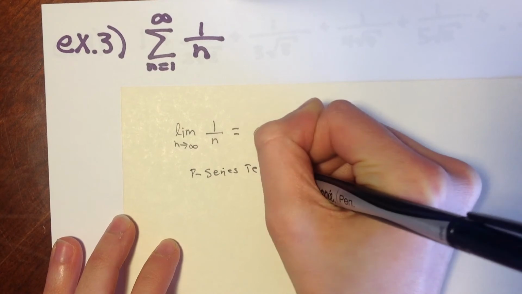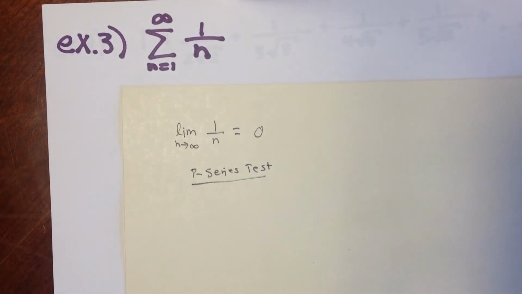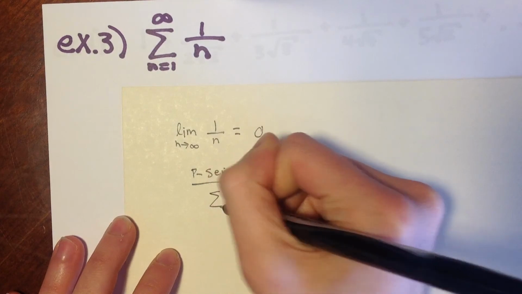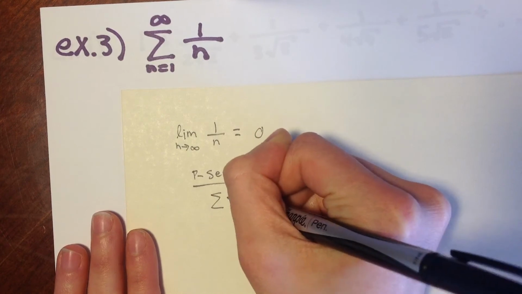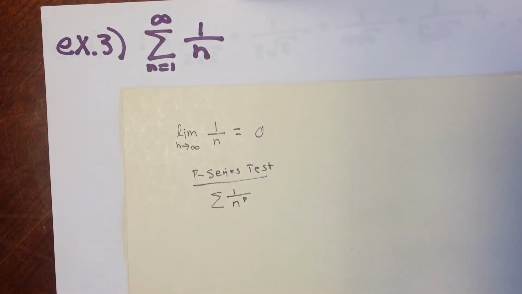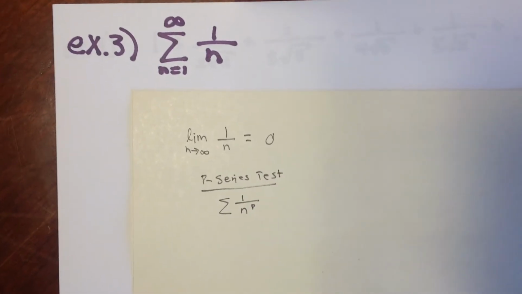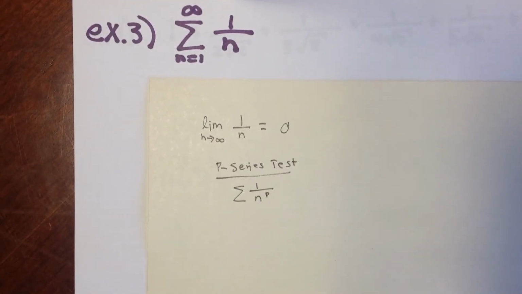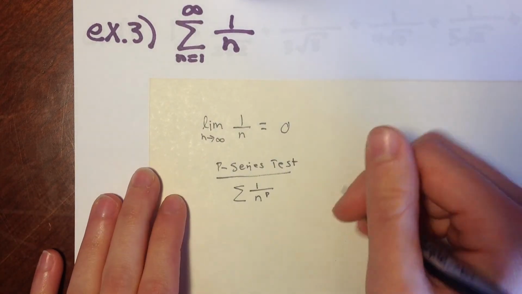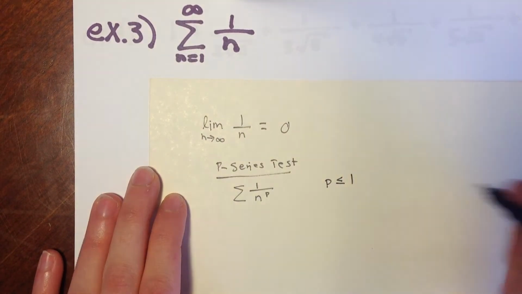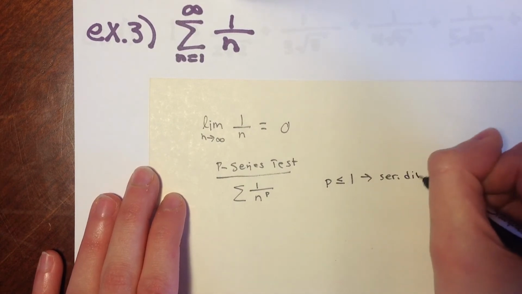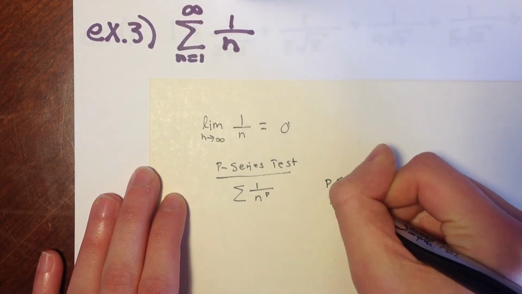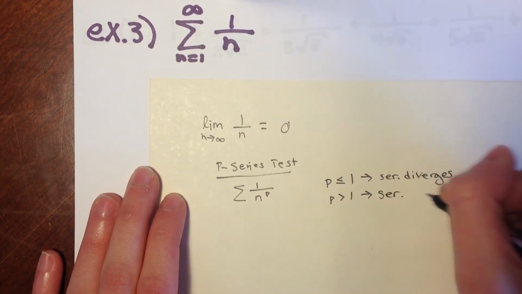And the p-series test applies to any type of series. I'm not going to fill in the top and bottom because it could be anything, where you have 1 over n to the power of p, and that p can be seriously anything, as long as it stays in the denominator, so it's positive. P is greater than 0. And then we have these rules. If p is less than or equal to 1, by the p-series test, that series diverges. And if p is greater than 1, that series converges.